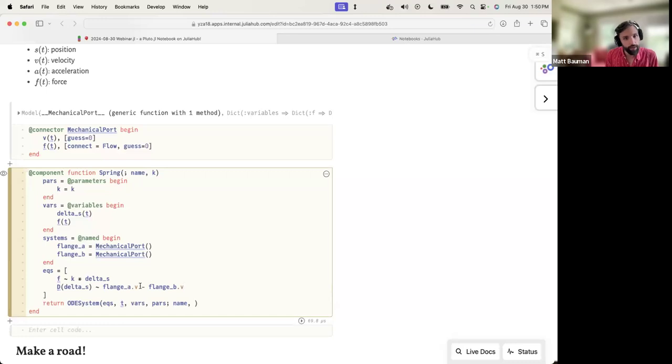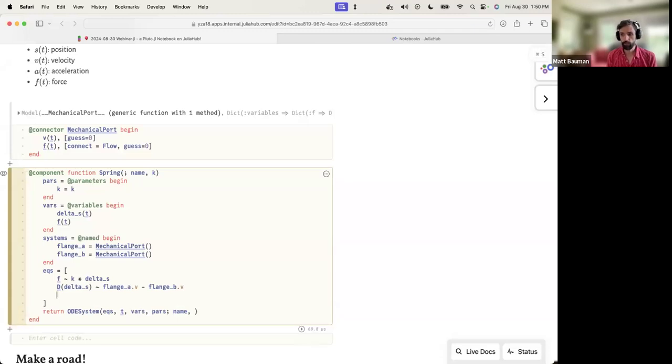And I'm doing the exact same kind of thing that I did before, where I'm digging into getting a value out of the mechanical port with this dot access. And it knows that that's a velocity term because of how everything works. So that is our two flanges. There's two more things that we need to make sure are constant or held by the spring. So those are our flanges, and we want to make sure that the force going through these flanges is equal to the force of the spring.